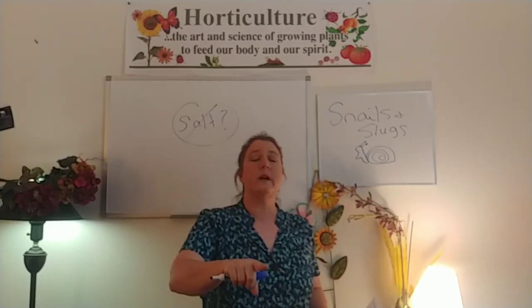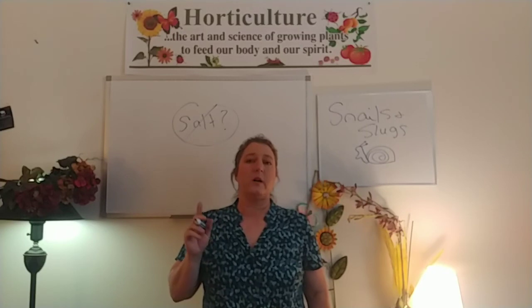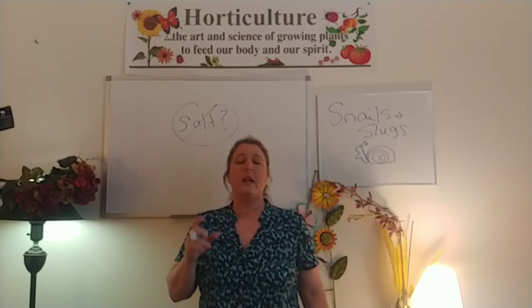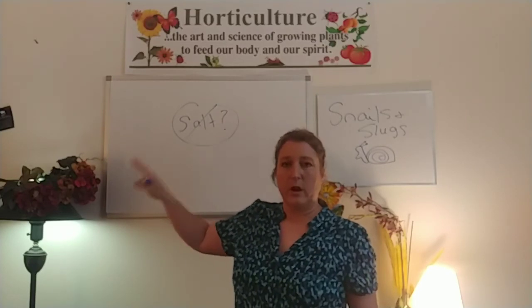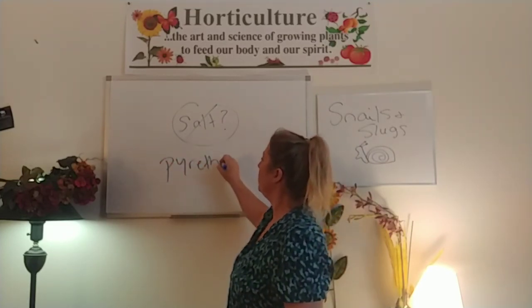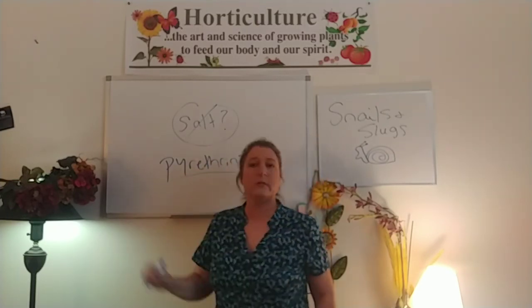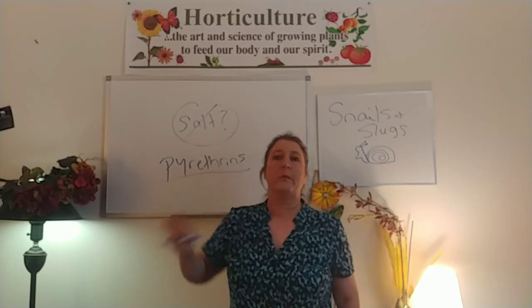Oh, I know what I want to tell you. Pyrethrins. Remember the last video I talked about marigolds, a spray that you can make with marigolds. And this is not about snails or slugs, sorry, but it's pyrethrins. Just in case you didn't look it up. Pyrethrins is what is made from marigolds that will kill and repel insects.